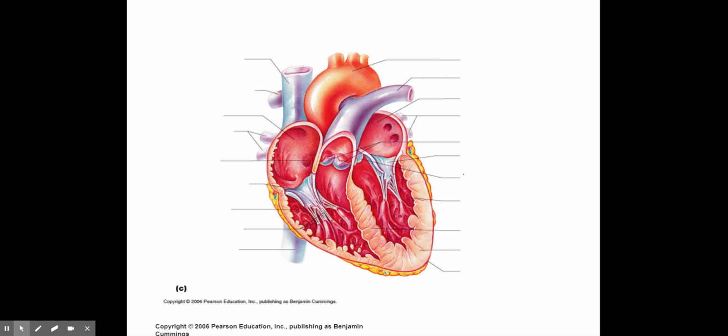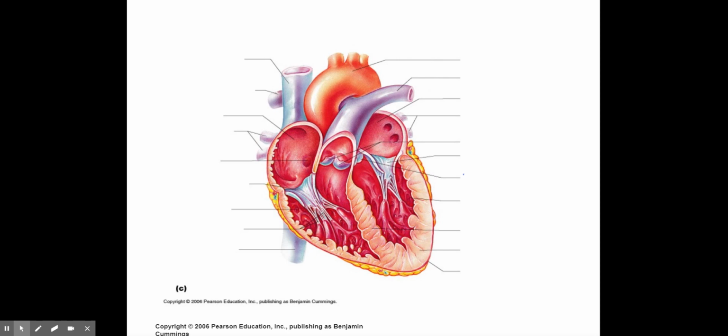Next in line down here is the counterpart to the pulmonary veins on the other side. So these are our left pulmonary veins. Okay, I could spell today. So that's left pulmonary veins. They're bringing blood back from the lungs to the heart.